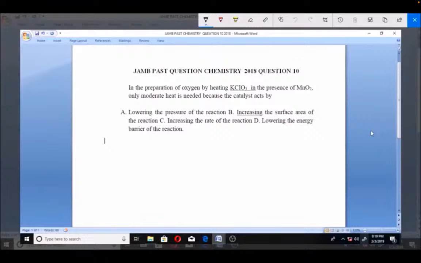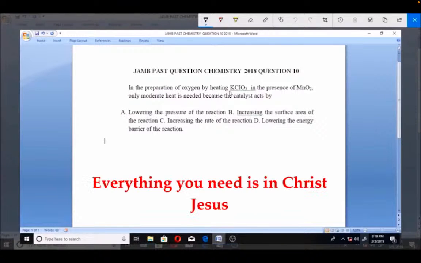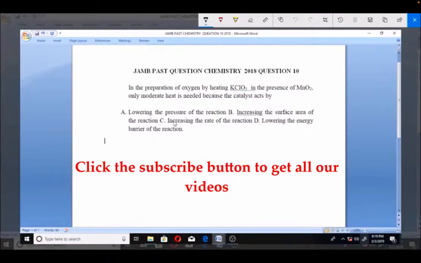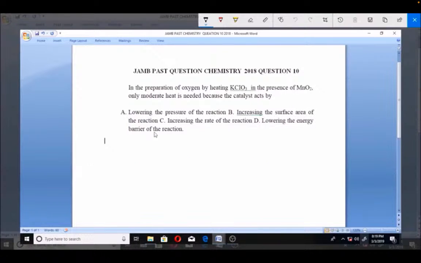Now let's look at question number 10 for WAEC past question chemistry JAMB 2018. In the preparation of oxygen by heating KClO3 in the presence of MnO2, that's manganese oxide, only moderate heat is needed because the catalyst acts by A. Lowering the pressure of the reaction, B. Increasing the surface area of the reaction, C. Increasing the rate of reaction, D. Lowering the energy barrier of the reaction.